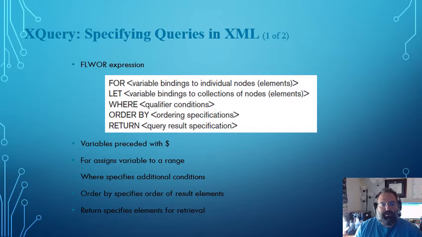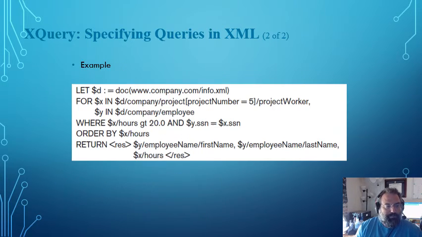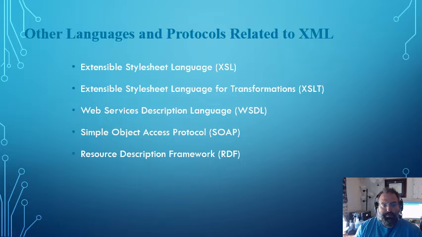Whenever you're specifying queries in XML, you've got for, let, where, order by, and return. And this is when you're using XQuery. The variables are preceded with a $ sign for assigning variables to a range. Where specifies additional conditions. Order by specifies order of results, and return specifies elements for retrieval. Here's an example of XQuery in motion. Honestly, you're more likely to use XPath than you are XQuery, but it can occur. Generally speaking, though, you can do about the same stuff with an XPath expression.